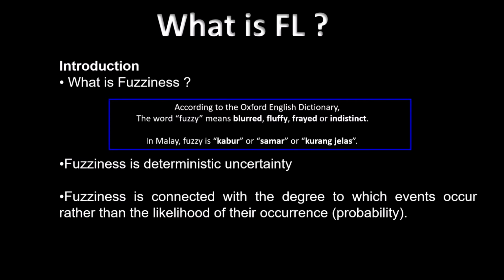In contrast with the concept of probability, the event has not yet occurred, but you just predict how many occurrences or how high the probability is that the event will occur. So there is a different concept between fuzzy and probability. To make things much more understandable, let's watch this video.